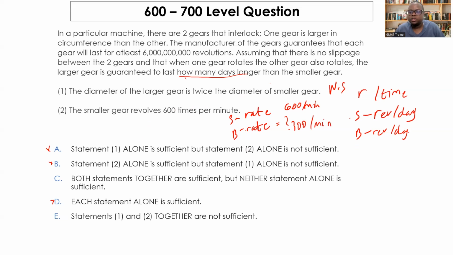Since we now have the rate for the small one and the big one, we can divide 6 billion by these to find how many days they are, and then subtract both of them to get the answer. Therefore, C is the answer, because we don't need to go ahead and find out how many days they are. With these 2 values, we are able to get a definite answer, and that is what is required in data sufficiency. So as you can see, we've been able to solve this in a very short time.